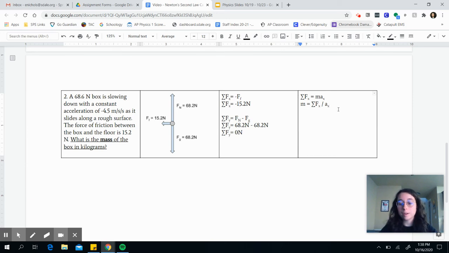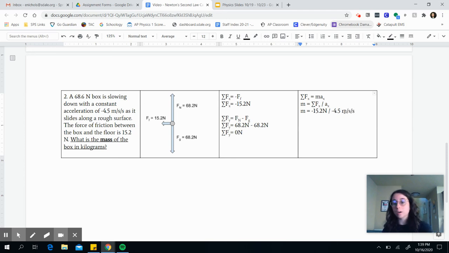Now we can plug in our values. So mass is equal to, my sum of the forces in the X direction is negative 15.2. Remember, you have to put in the negative. Gotta do that. Negative 15.2 newtons. And I'm going to divide that by my acceleration, which we see over here is negative 4.5 meters per second squared. Remember, put in your negatives. Negative 4.5 meters per second squared.